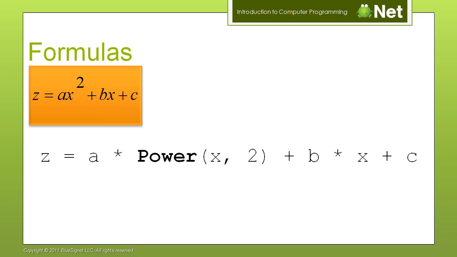Mm-hmm. So in this case, we're going to do binomial. Whatever. You're probably right. I haven't been in algebra in a long time.